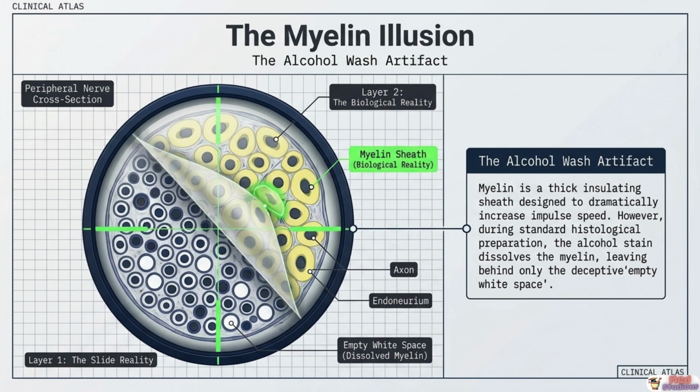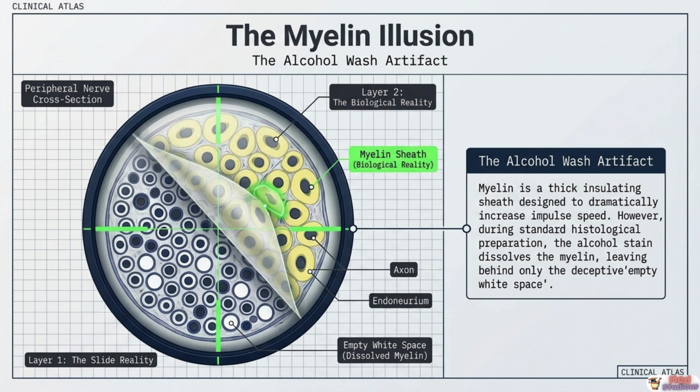Now, let's examine how these axons travel through the body by looking at a cross-section of a peripheral nerve. When you look at a standard H&E stained slide, you will notice a fascinating histological phenomenon we call the myelin illusion. Surrounding the dark central dot of the axon, you will see a large, empty white ring bounded by the thin endoneurium connective tissue. This empty space is actually an artifact of the slide preparation process.